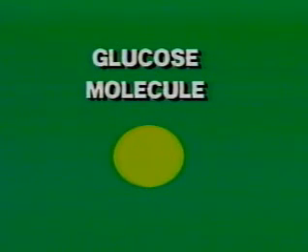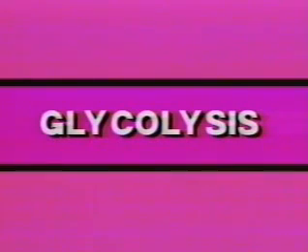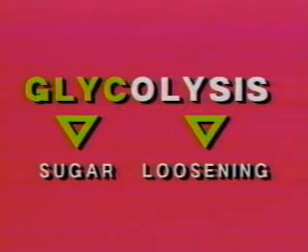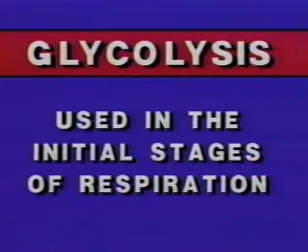Anaerobic respiration consists simply of dividing a glucose molecule in half and the rearrangement of its atoms with the release of energy in the universal energy source of all life, ATP energy molecules. Anaerobic respiration is also known as glycolysis. Glyc comes from a Greek word meaning sugar, and lysis comes from a Greek word meaning loosening. All forms of life use glycolysis to retrieve energy from food in the initial stages of respiration.